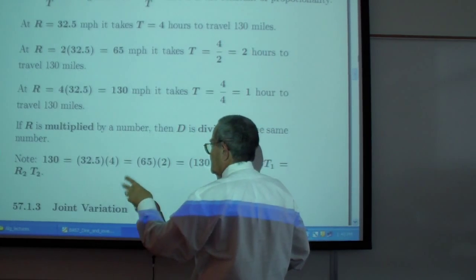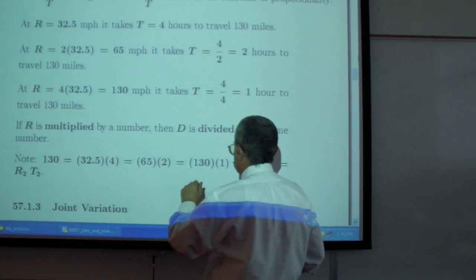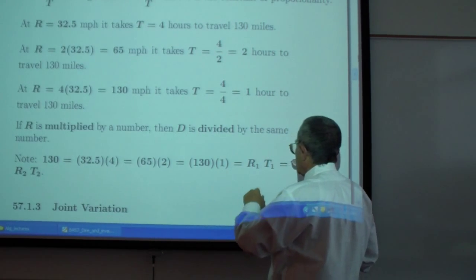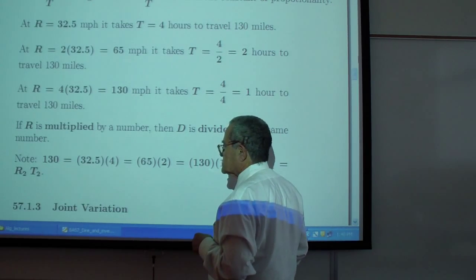Note that 130 is 32.5 times 4, 65 times 2, 130 times 1. Rate 1 times time 1 equals rate 2 times time 2.